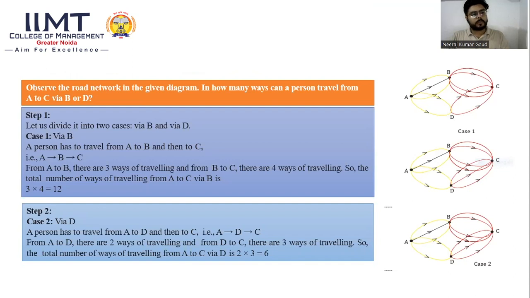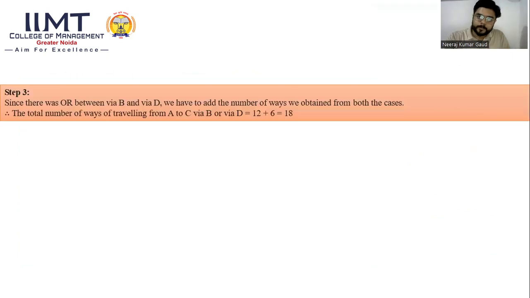Step 2, case via D. A person has to travel from A to D, then to C. From A to D, there are 2 ways of traveling, and from D to C, there are 3 ways of traveling. So the total number of ways of traveling from A to C via D is 2 cross 3, which is equal to 6. Step 3, since there was OR between via B and via D, we have to add the number of ways we obtain from both the cases. The total number of ways of traveling from A to C via B or D is 12 plus 6, which is equal to 18.